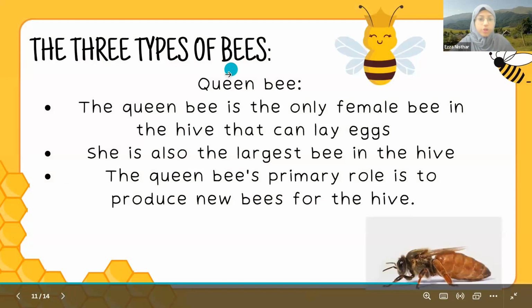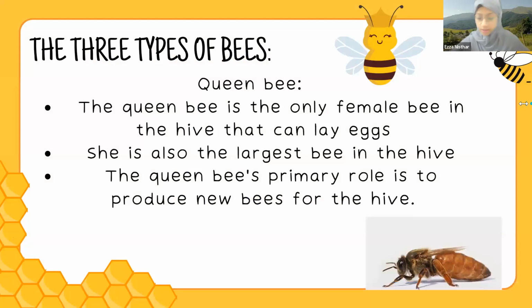So now I'm going to tell you there are three types of bees. The first bee is the queen bee. The queen bee is the only female bee in the hive that can lay eggs. She is also the largest bee in the hive. The queen's primary role is to produce new bees for the hive.